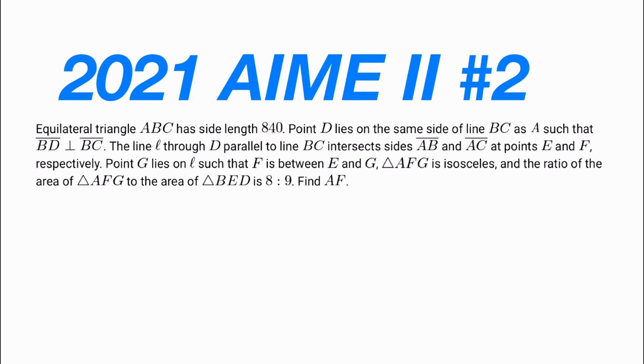So let's get started with this solution video. 2021 AIME 2, it wants an equilateral triangle ABC with a massive side length. Point D lies on the same side, and so on.